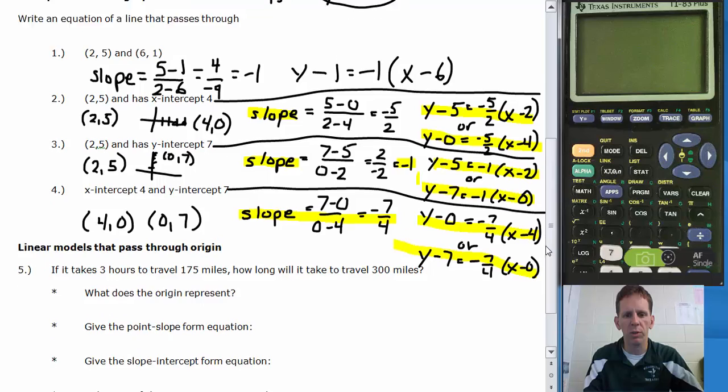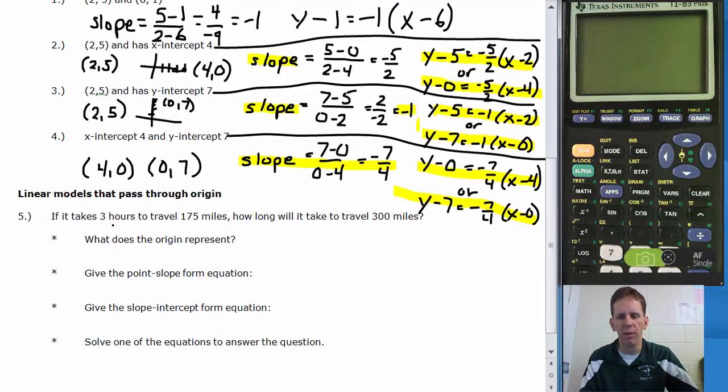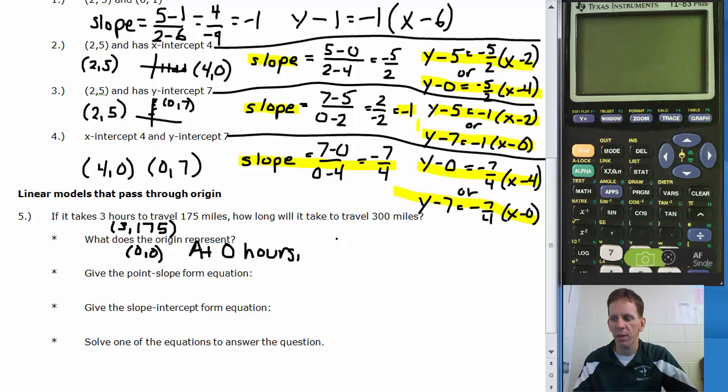So in this case, what does the origin represent? Well, if we think of (3, 175) as being our ordered pair, again, time is our x variable, and our distance, 175 miles, is our y coordinate. The origin, which is the point (0, 0), represents the same units. So 0 represents hours. It also represents miles. We could say at 0 hours, or at the present time, we've gone 0 miles.